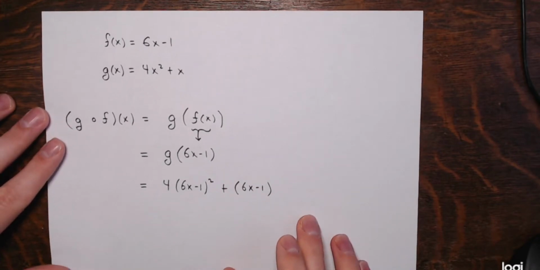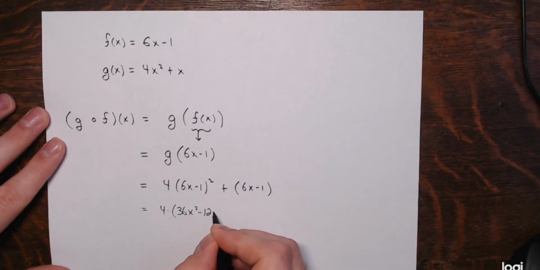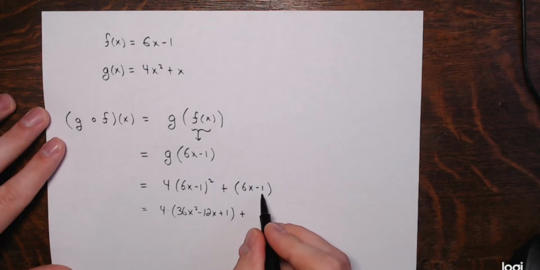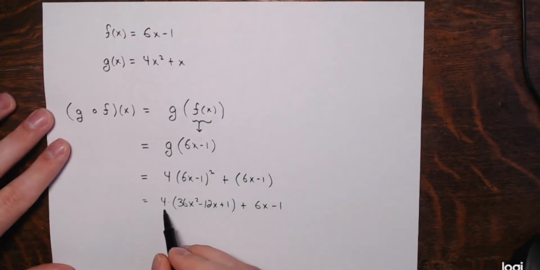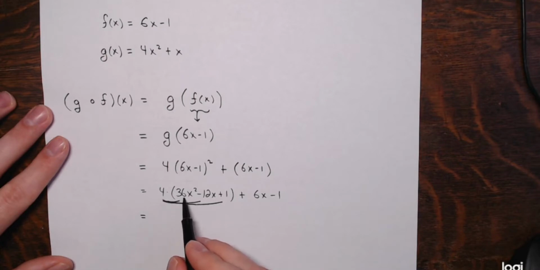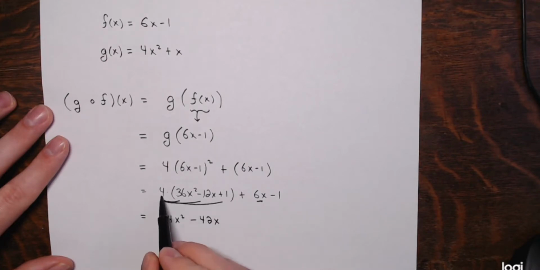Okay, so 6x minus 1 squared would be 36x squared minus 12x plus 1. When you FOIL, do 6x minus 1 times 6x minus 1. Plus, and then there's no need for parentheses around these because it's not being raised to any powers, so just 6x minus 1 at the end there. Then I would distribute the 4, and we'll combine like terms now. 4 times 36, that's 144x squared. 4 times negative 12 is negative 48x, but then I got plus 6x over here, so negative 48x plus 6x would be negative 42x after combining those like terms. And then 4 times 1 is 4, plus negative 1 is positive 3, and there we go. That's as simplified as that gets.